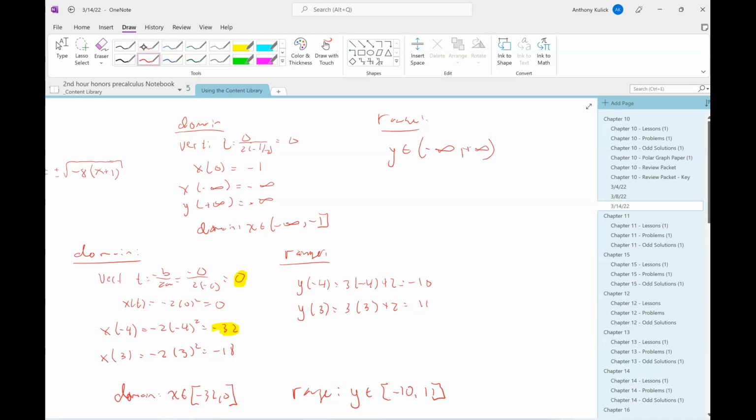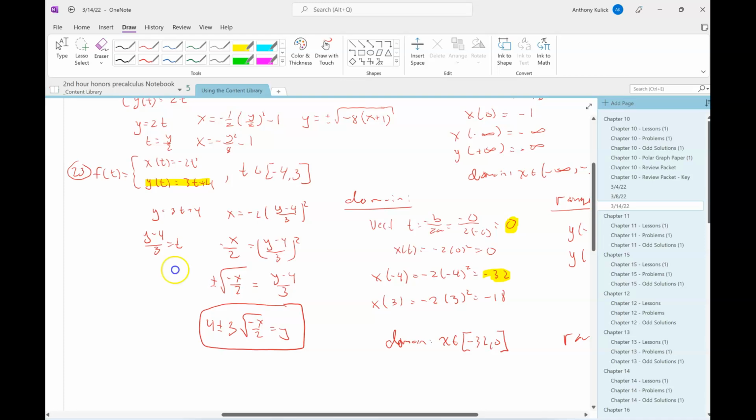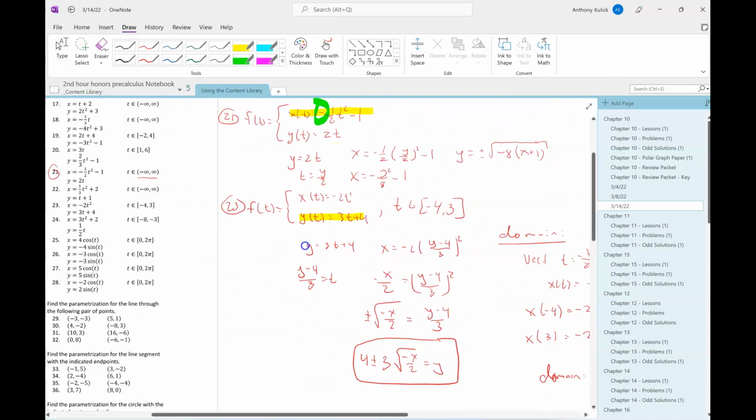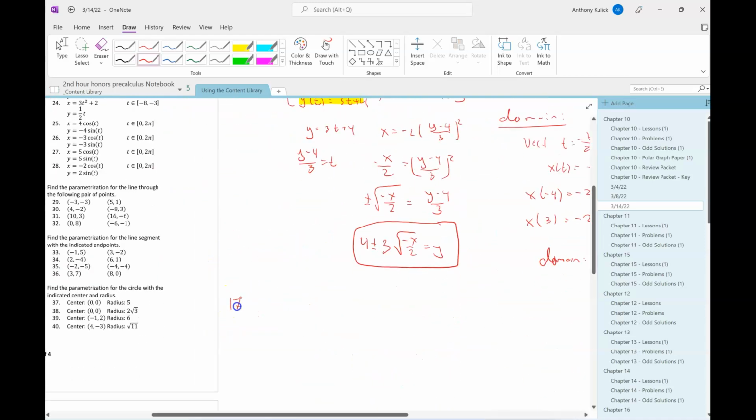Others. Yeah, Nat? 17? Sure. So same directions as these previous two.